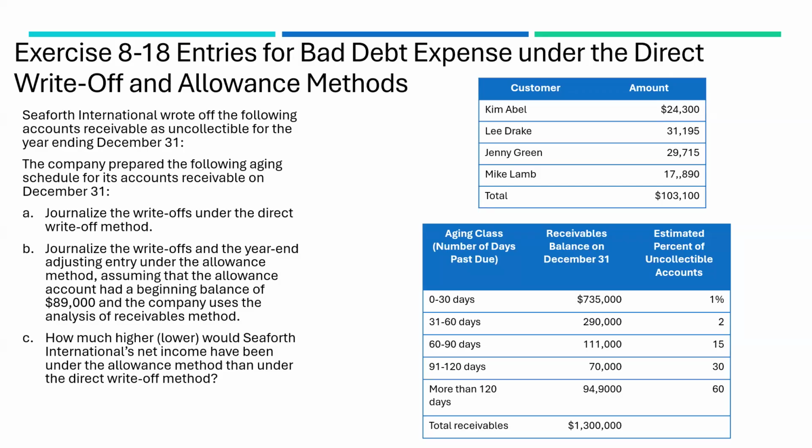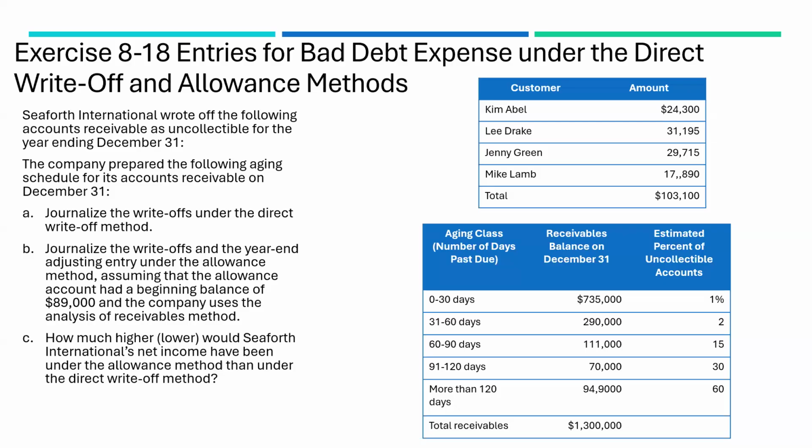So we're going to start off today with the review of bad debt expense and the comparison between the direct write-off and the allowance methods, and also the comparison of the net income between the two. So we're going to journalize under the direct write-off method and then journalize under the allowance method, assuming that the allowance account had a beginning balance of 89,000. And they use the analysis of receivables method, and then how much higher or lower would the net income have been under each of these methods.